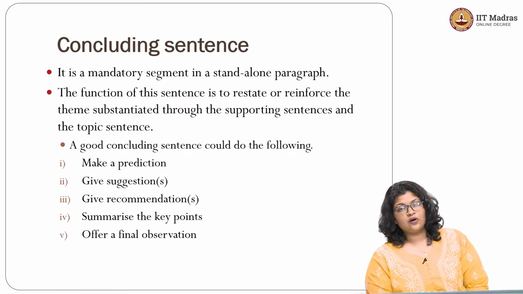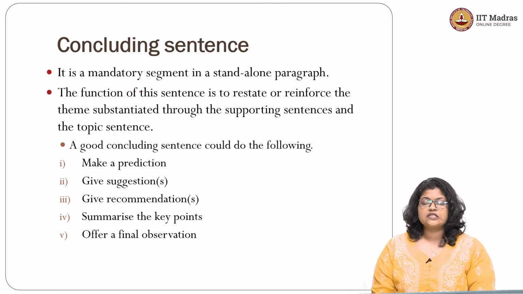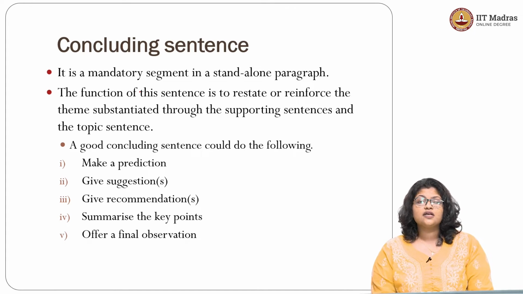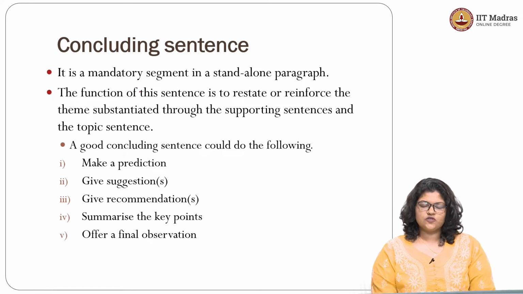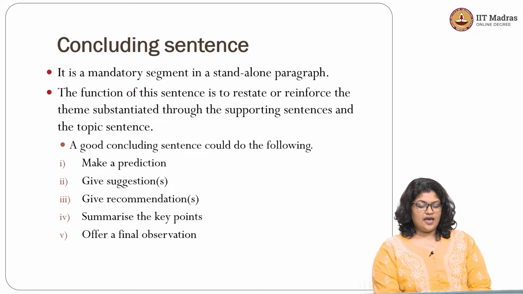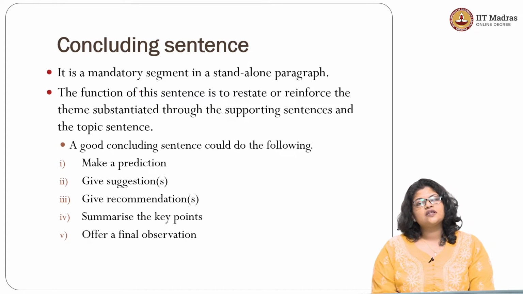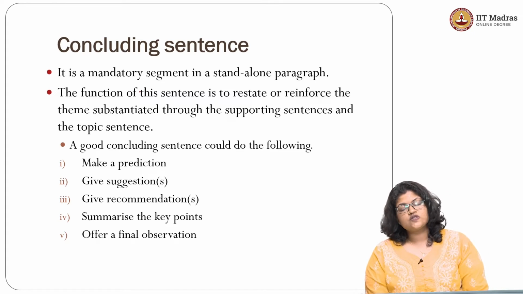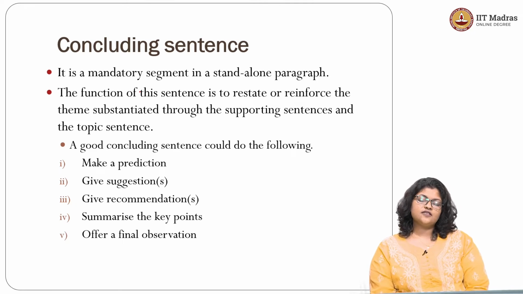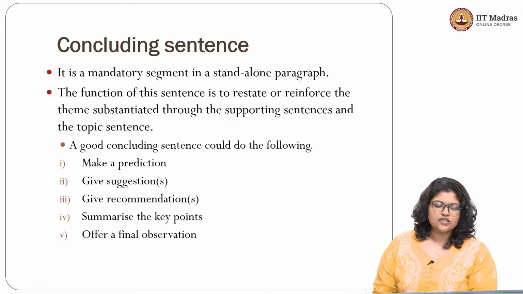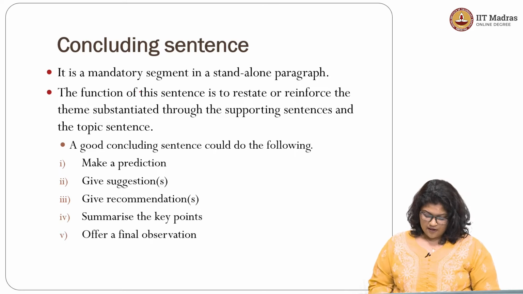So, we talked about this. You have the supporting sentences and the topic sentence, and the concluding sentence could then be a summary of what has already been discussed by these two. So, it can be a summary statement too. And the last one is that it could be something that offers a final observation. This usually happens in paragraphs that talk about opinions, right? So, this is how the concluding sentence of a paragraph can look.